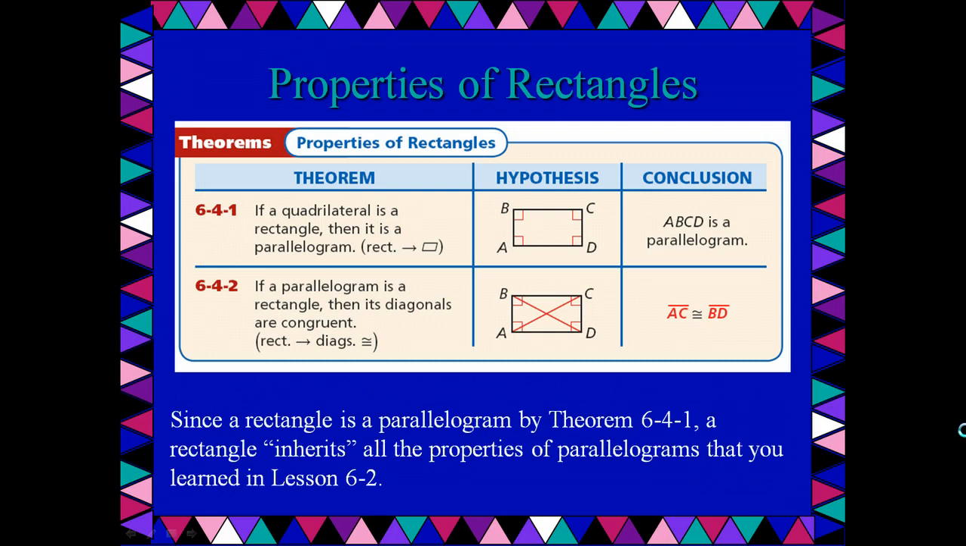Let's look at properties of rectangles. We have 2 theorems, 641 and 642, that are about rectangles. If a quadrilateral is a rectangle, then it is a parallelogram. So since we have 4 congruent angles, it is a rectangle. A rectangle is a parallelogram. 642 says that if a parallelogram is a rectangle, then its diagonals are congruent. So AC is congruent to BD. Since a rectangle is a parallelogram, all the properties that we learned before about parallelograms apply to rectangles.